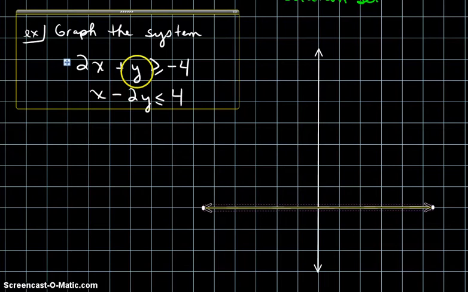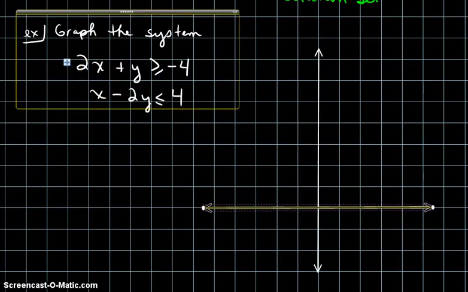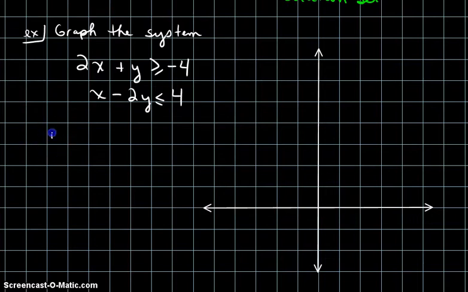If we want to solve for y in the first equation, we're going to take that 2x, and what are we going to do with that 2x? Subtract it. So we get y is greater than or equal to -4 minus 2x. And now I want to graph that. What color should we use? How about purple? Let's make that purple. So the purple line is going to be y is greater than or equal to -4 minus 2x.